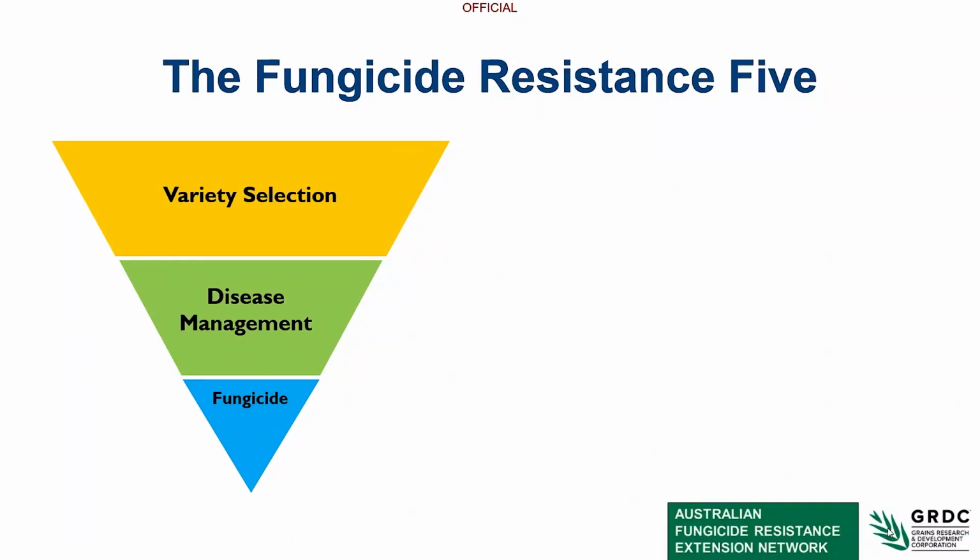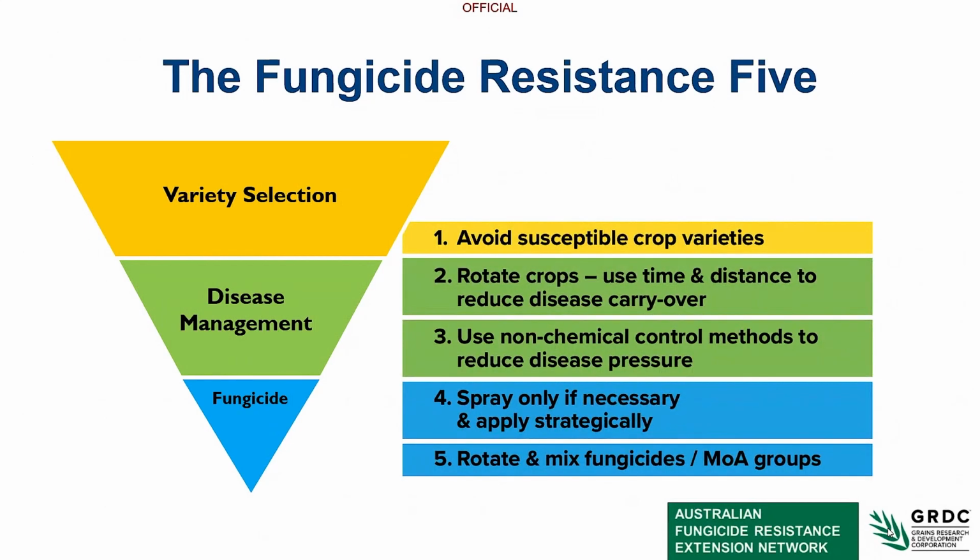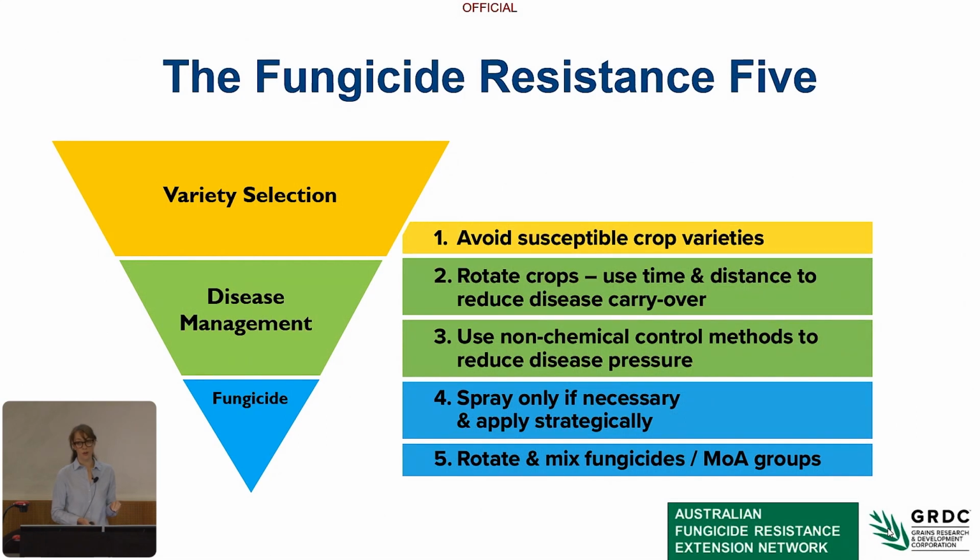So in summary, the fungicide resistance, and this comes back to our triangle. We've got variety selection being the most important, disease management, and then considering our fungicide options. And all of these resources are available on the AHRI website, and there's a fungicide resistance management guide that's available you can download with a lot more detailed information there too.